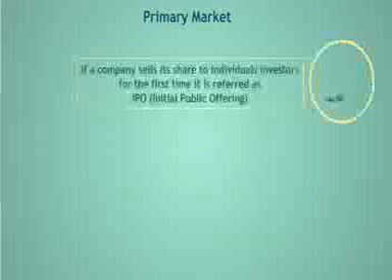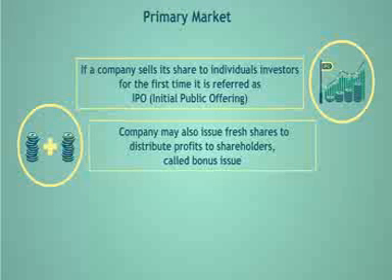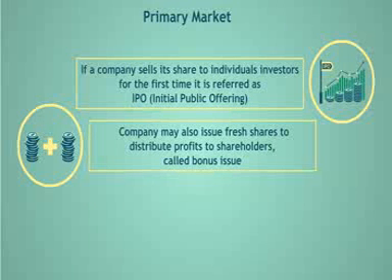If a company sells its shares to individual investors for the first time, it is referred to as an initial public offering, IPO. A company may also issue fresh shares to distribute its profits to its shareholders. This is called a bonus issue. This is another way to obtain a company's share.